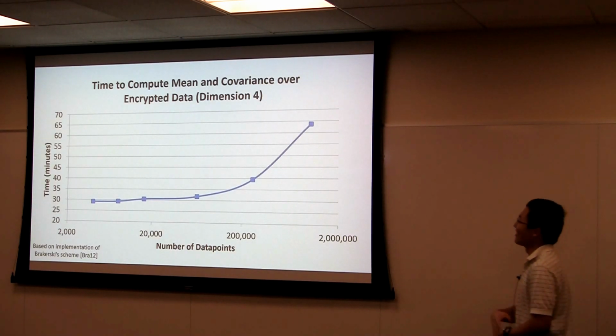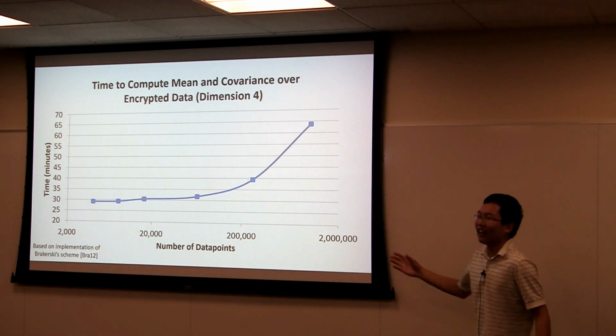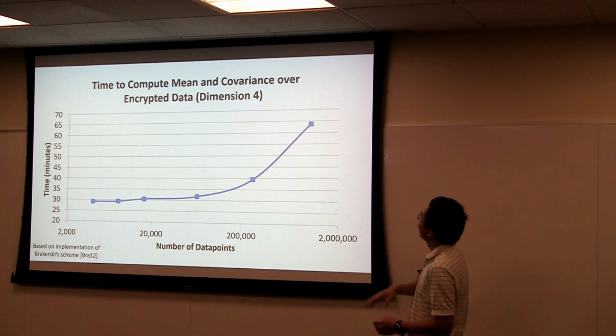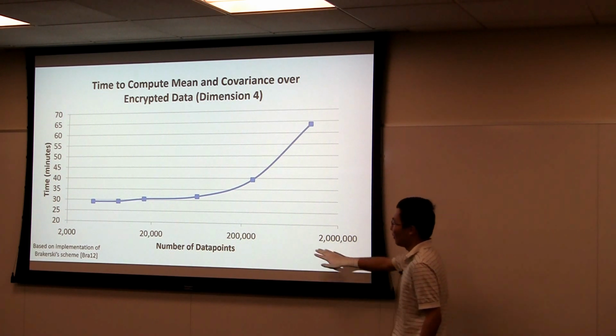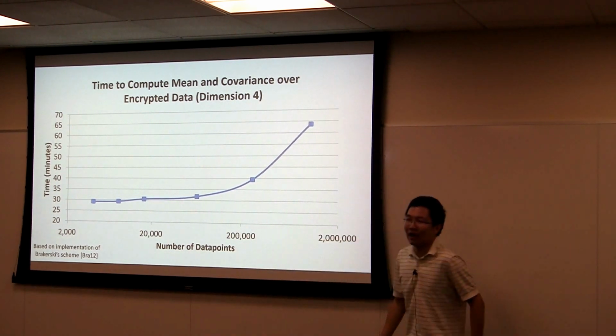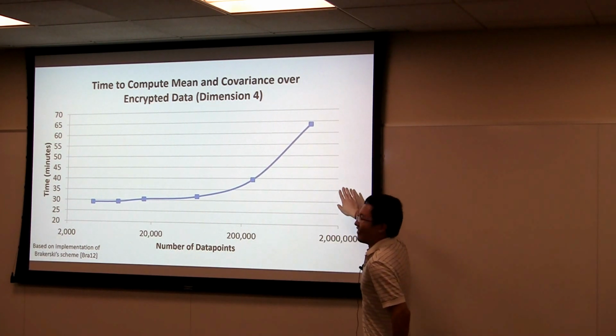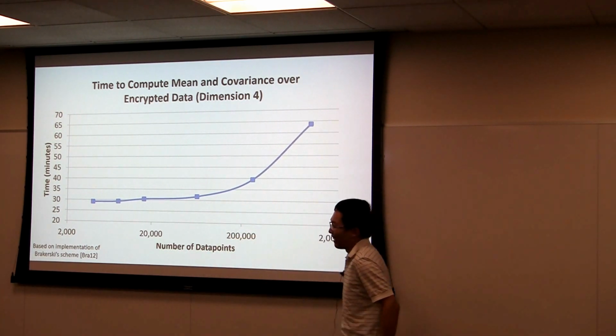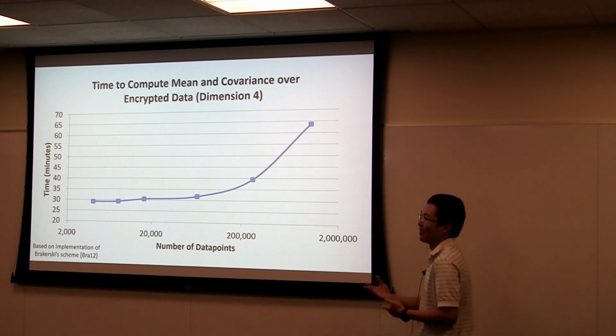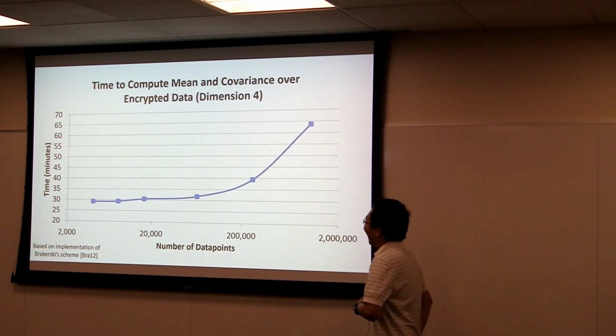OK, so here's one graph that shows the performance of somewhat homomorphic encryption. This is based on an implementation due to Brakerski in 2012. And basically, it does take a long time. So we have to measure performance on the order of minutes rather than the seconds or milliseconds that you might be used to.